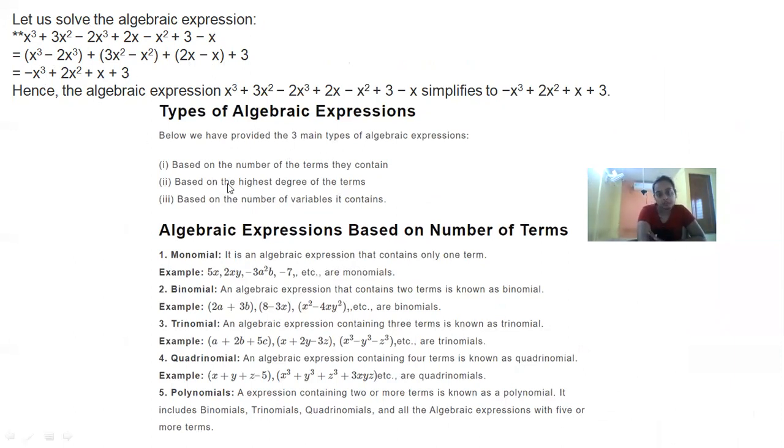Now, moving into the detailed analysis, that is types of algebraic expressions. If you are provided with an algebraic expression, there are different ways in which you can classify them. First, I have given you that 3 main types of algebraic expressions are possible.